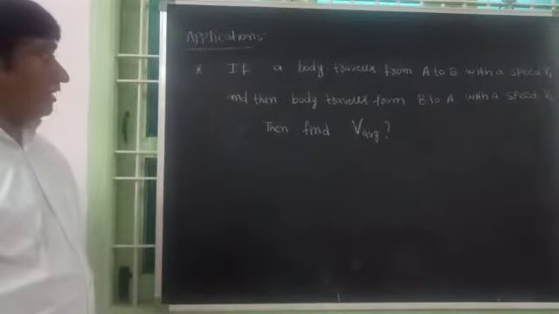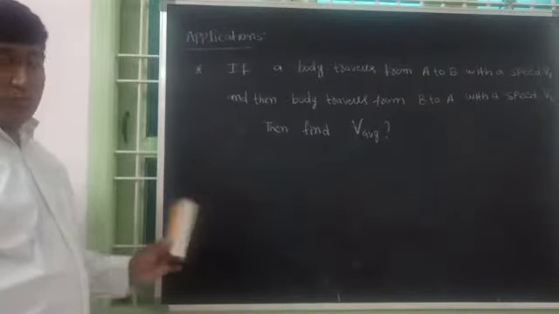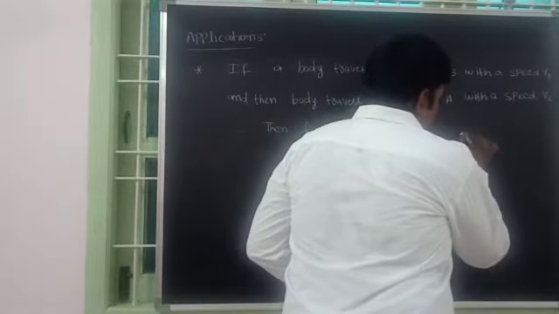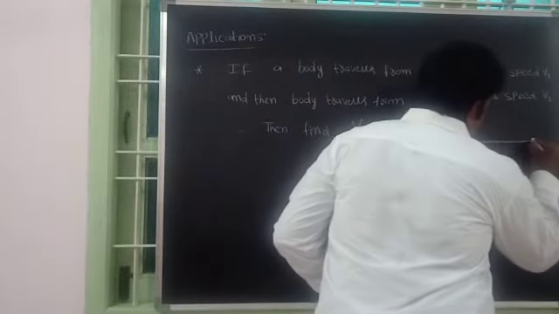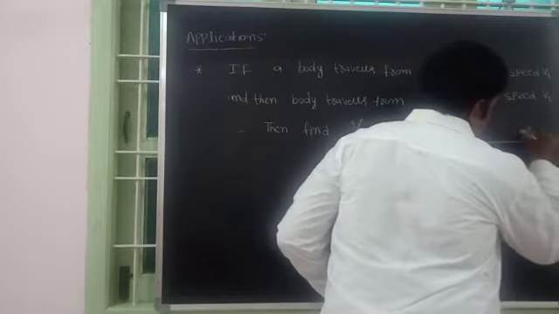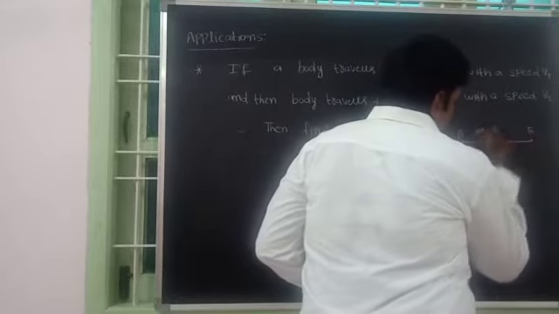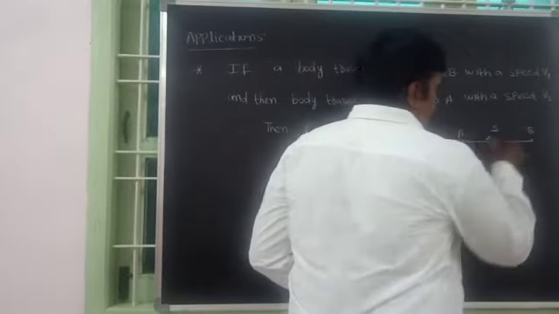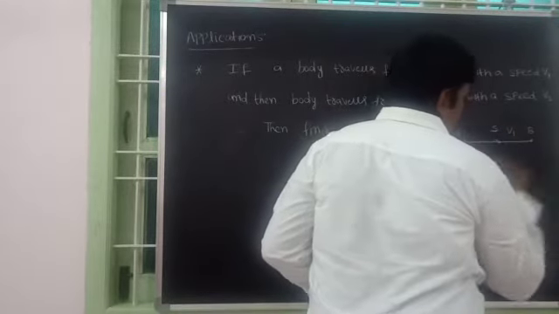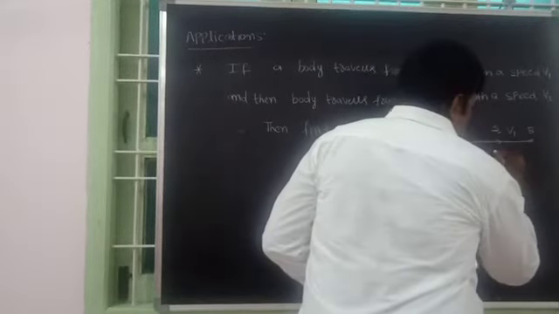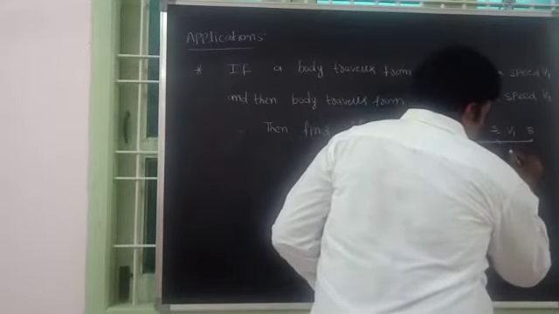Speed is a scalar quantity, so it does not consider direction. That means I can consider this as A and this as B. From A to B, the distance is S, which has been travelled with velocity v1. In the same way, while moving in this direction, the distance will be the same and the velocity will be v2.